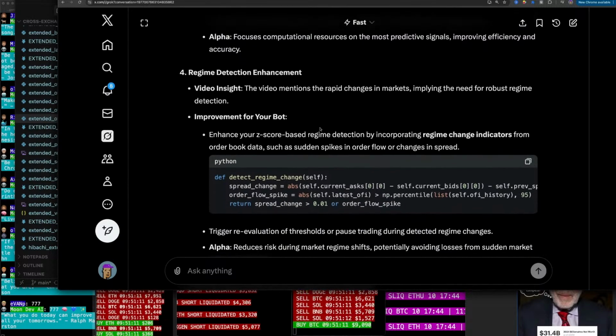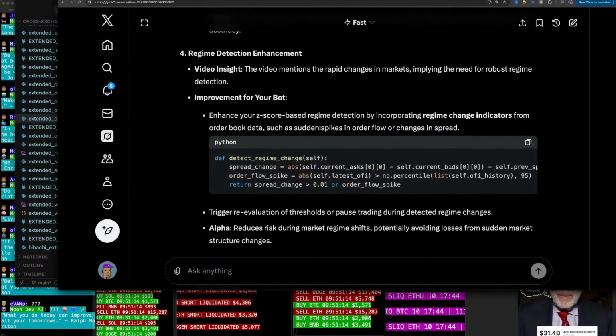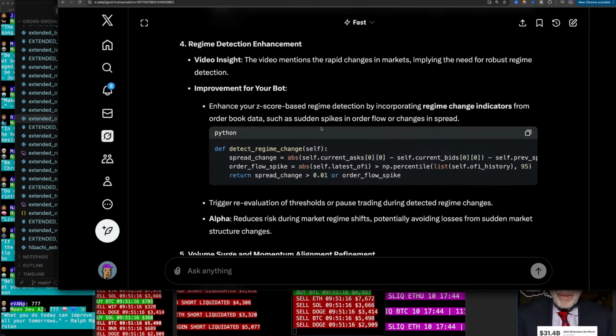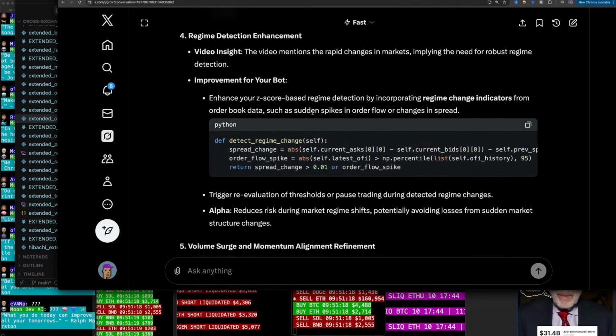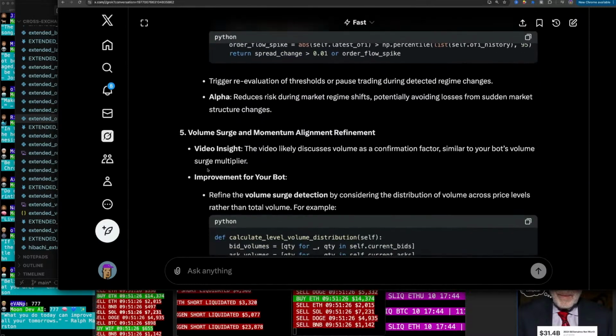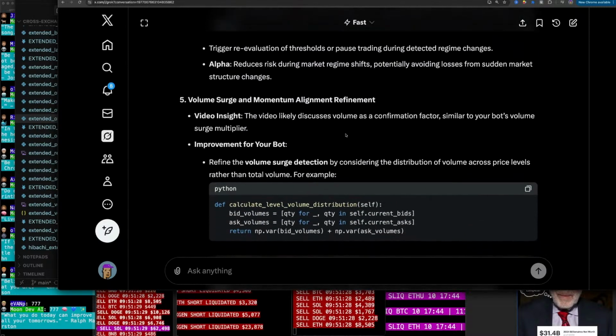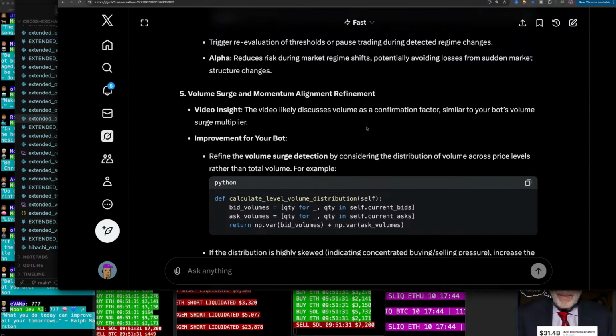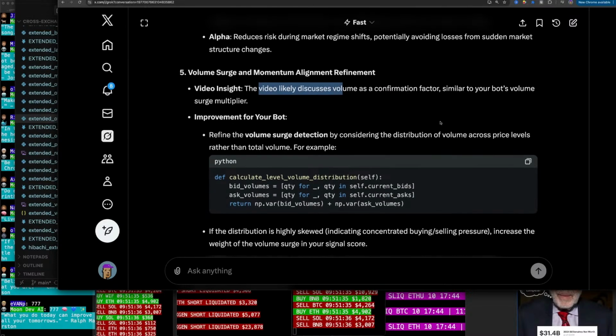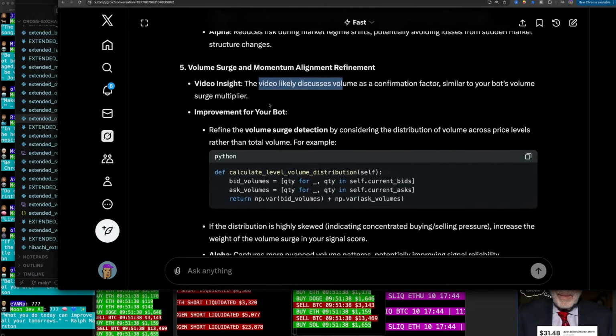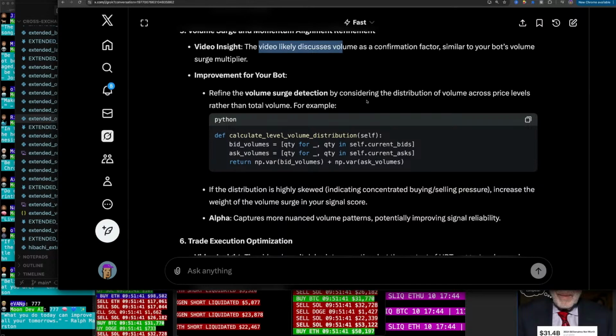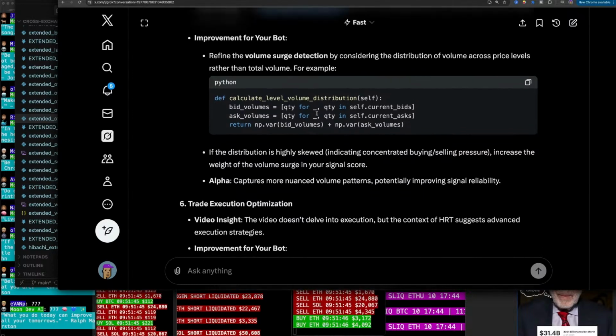Regime detection enhancement. The video mentions the rapid changes in market, implying the need for robust regime detection. Enhance your Z-score based regime detection by incorporating regime change indicators from the order book, such as sudden spikes, volume surge, and momentum alignment refinement. The video likely discusses this as a confirmation factor, similar to your bot's volume surge multiplier. Refine the volume surge detection by considering the distribution of volume across price levels rather than total volume, for example.